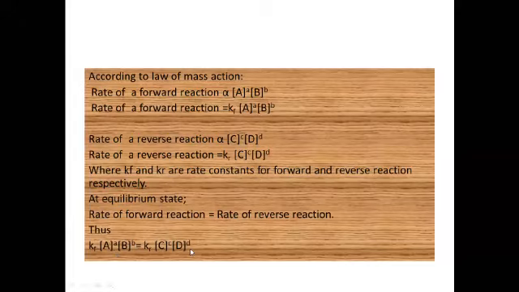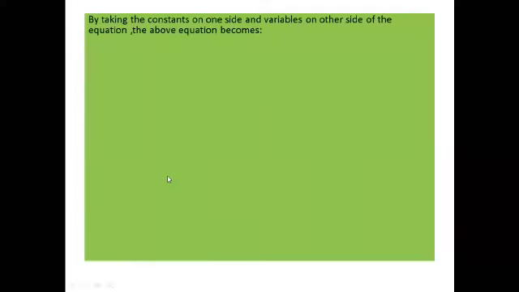By rearranging, taking the constants on one side and the variables on the other side of the equation, the above equation becomes Kf, which is the rate constant for the forward reaction, over the rate constant for the reverse reaction. The concentration of the products we always write in the numerator, and the concentration of the reactants we always write in the denominator. Instead of writing these two constants, we will use a single constant. That single constant is Kc.